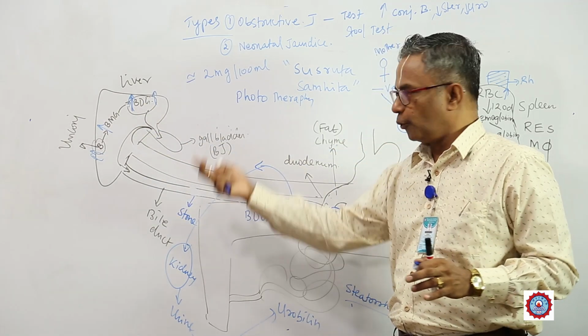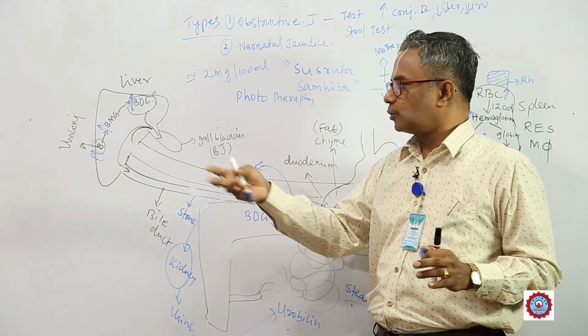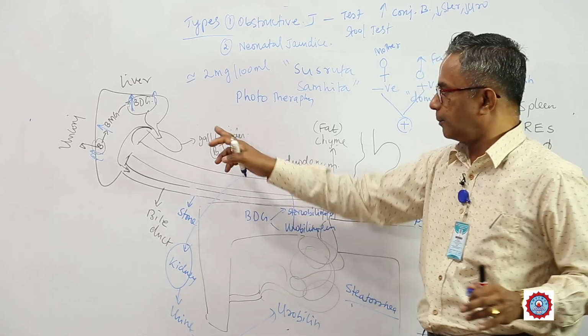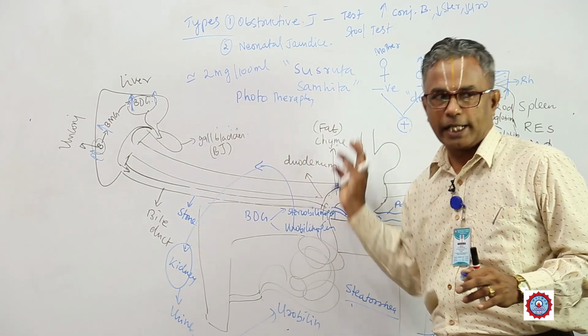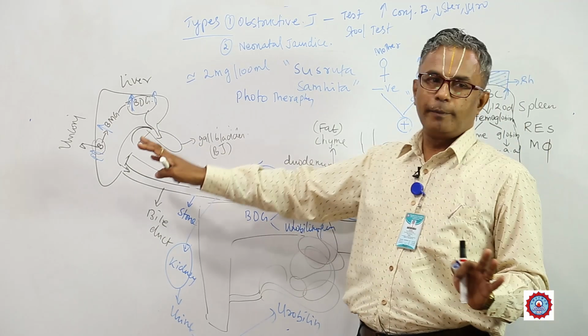Then they will give more fluids, the child will keep passing urine, for 1 day, 2 days. So, all the bilirubin will be broken down in the body, metabolism will take place and it will come out in the urine as urobilin. Then the child will become normal, no problem.